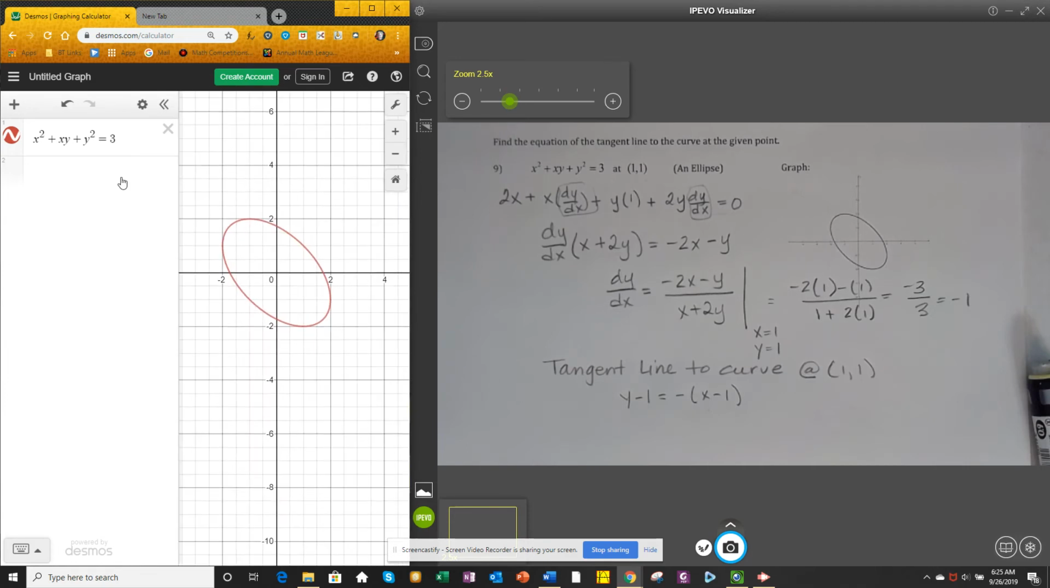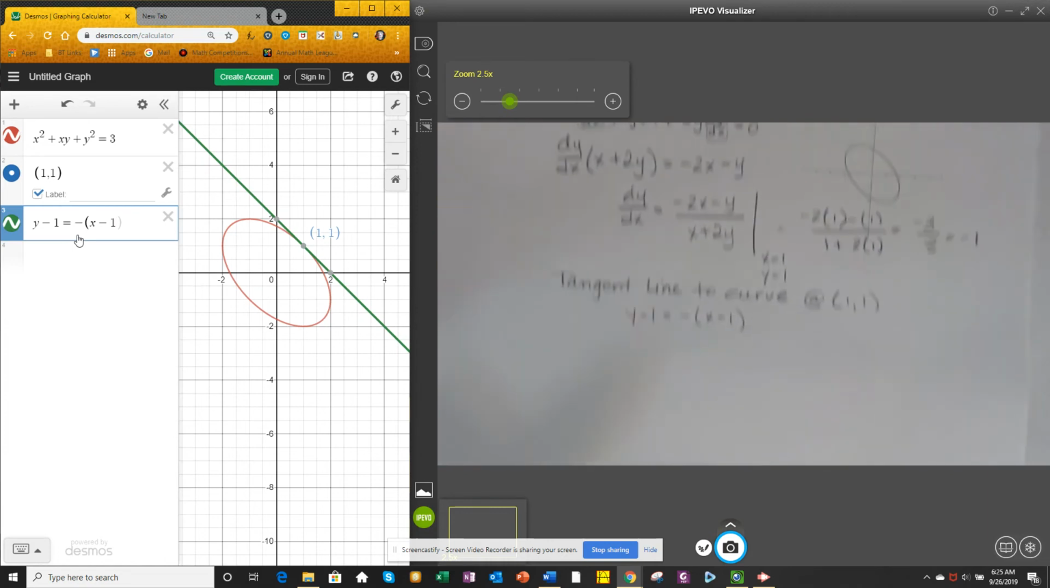All right, I'm going to plot my point. What was our point? Our point was (1, 1). Show the label. And then we're going to graph our tangent line, which was y minus 1 equals negative, parentheses, x minus 1. Boom. There it is. We found our tangent line to the curve at x equals 1, (1, 1).